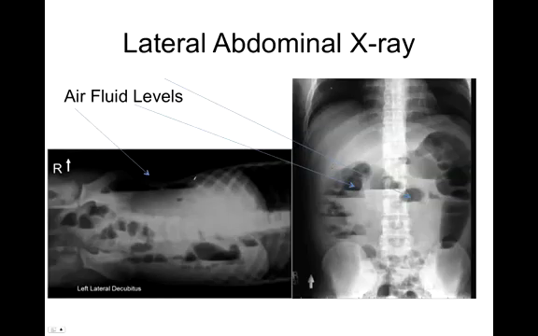These are air fluid levels, and this indicates obstruction. If the patient's laid on their side, the air fluid levels will level out in one area. If you stand the patient upright, then the air fluid levels show at a different level. So when you order the abdominal X-ray series, you can have them on left lateral decubitus and upright if you suspect that they have an obstruction.